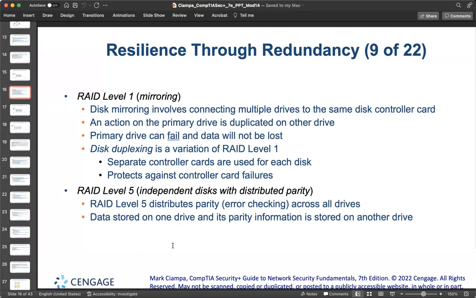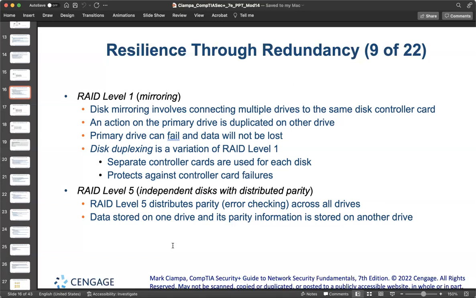Disk duplexing is a variation of RAID level 1, where separate controller cards are used for each disk. So now you have redundancy even on the controller card, and it protects against controller card failures. So in the normal level 1 RAID, you have one controller controlling multiple disks. You have redundancy for the disk failure, but not for the controller card failure. In disk duplexing, though, you do have that redundancy for the controller card failure because you're using one controller card per disk.